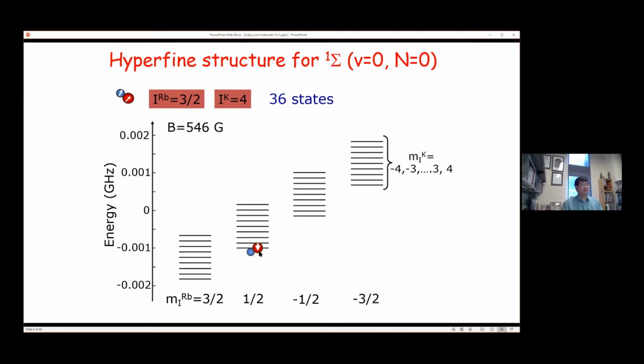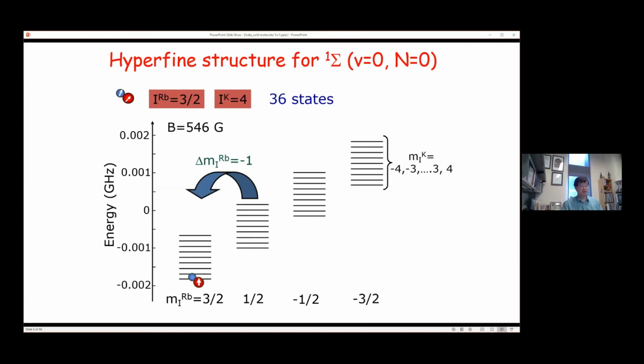When we initially form the molecules, we are actually in this particular state: the rubidium nuclear spin is 1/2, and the potassium nuclear spin is -3. The potassium spin is actually -4. Excuse me, I misspoke. But we can actually, using radio frequencies, do this transfer of the hyperfine manifold such that we can move the molecules all the way to the absolute nuclear spin ground state.